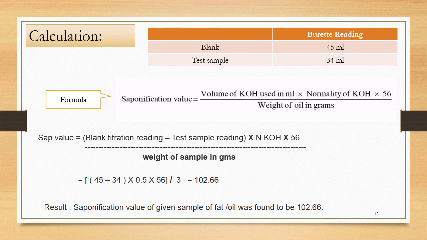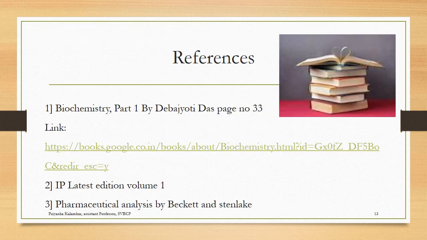So what is the result? The final conclusion is that the saponification value of the given sample of fat or oil was found to be 102.66. So this is the calculation, and you have to report the sap value for the given sample. Now you have to compare this saponification value with the values given in the IP or standard books for that particular sample. If it is within that range, then that sample is proper. If it is not in the range, if it is beyond that range, it means the sample is adulterated. So I hope I am clear on this.